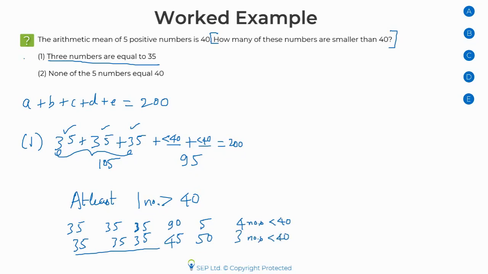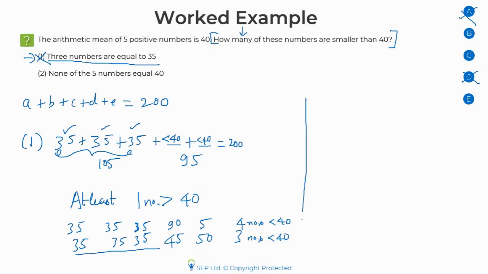So does this information help answer this question uniquely? No, it doesn't. So statement 1 alone is insufficient. So alpha and delta can be eliminated.